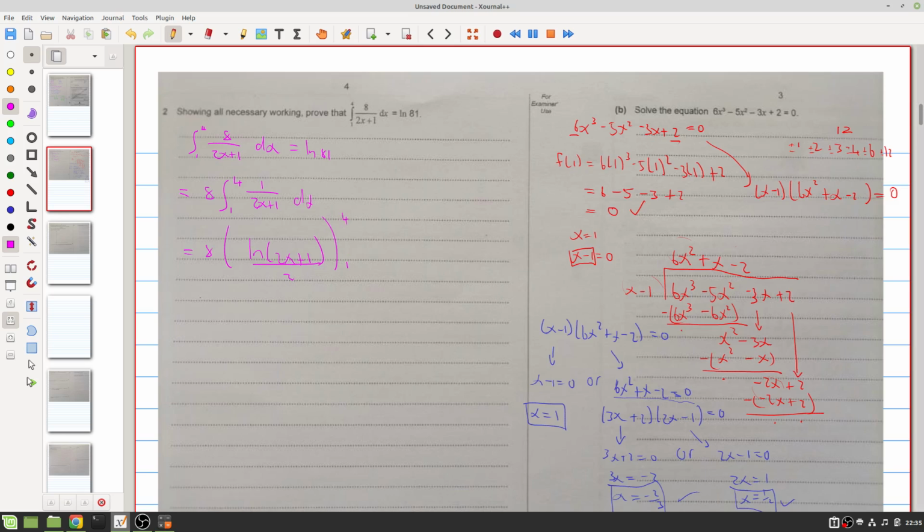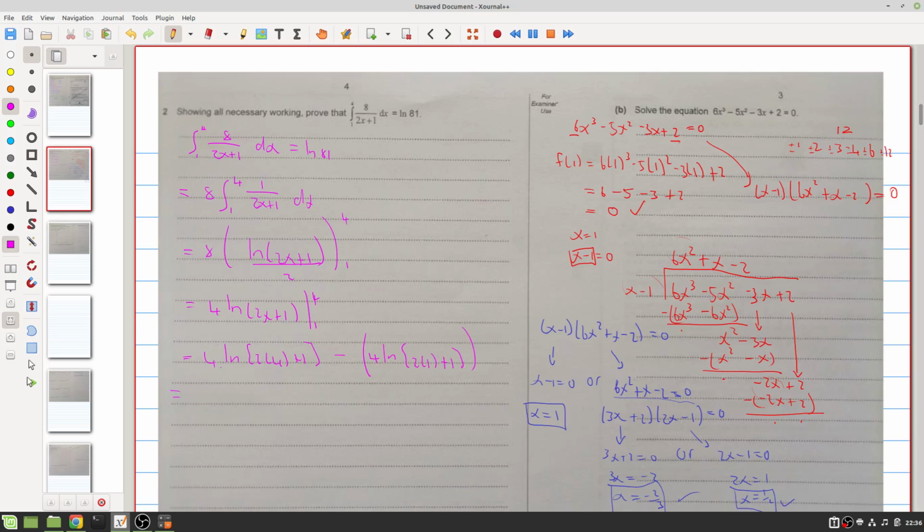Okay, so 8 divided by 2 is going to be 4. So it's 4 ln of 2x plus 1. We're doing that from 1 to 4. So first we substitute in the 4. So it's going to be 4 ln of 2 times 4 plus 1, minus 4 ln of 2 times 1 plus 1.